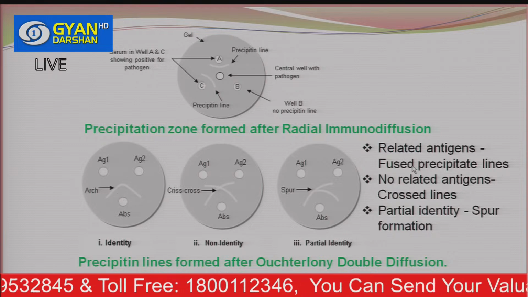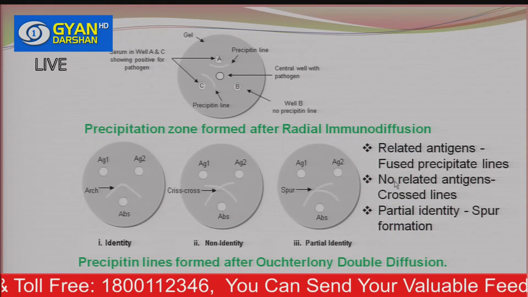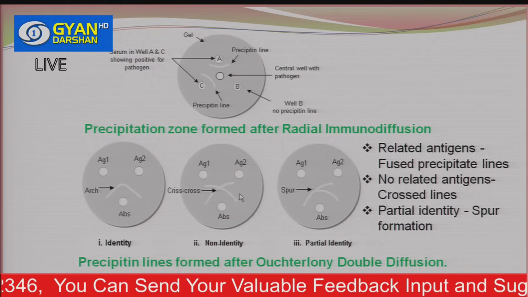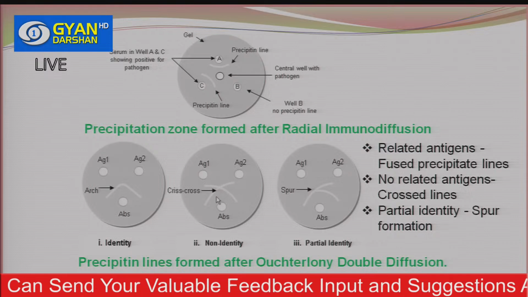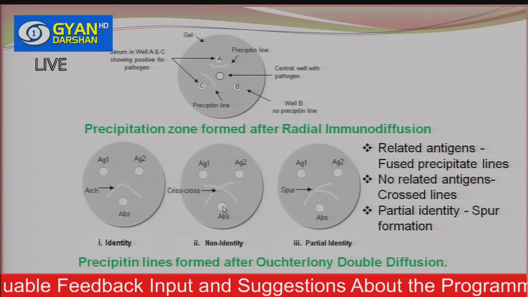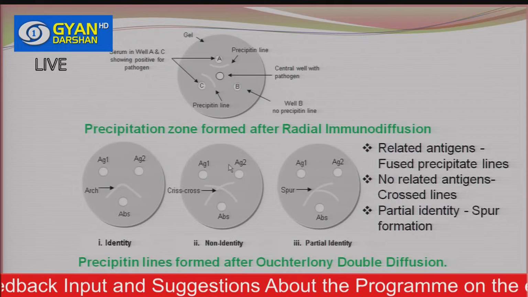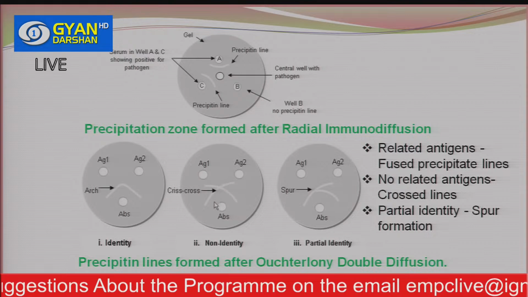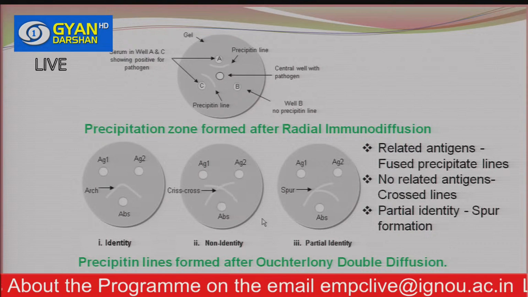Related antigens fuse their precipitate lines, and unrelated antigens cross lines. So you will get cross lines, no identity. They are not able to bind with antigen 1 or antigen 2. There is no relation of the particular antigen and antibody. You will get the cross line.